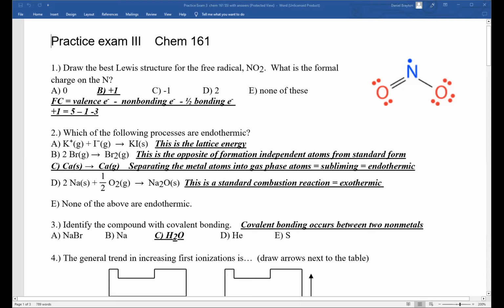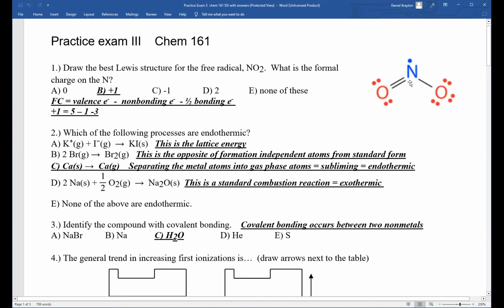Okay, this first one: draw the best Lewis structure for the free radical NO2. What's the formal charge on the nitrogen? So formal charge is valence electrons minus the non-bonding electrons minus half of the bonding electrons. Nitrogen is going to be the central element. If you connect those by single bonds, and then you start putting in all your electrons, you get to a situation like this. And we already knew it was a free radical, right? Because free radical means that there's one extra electron.